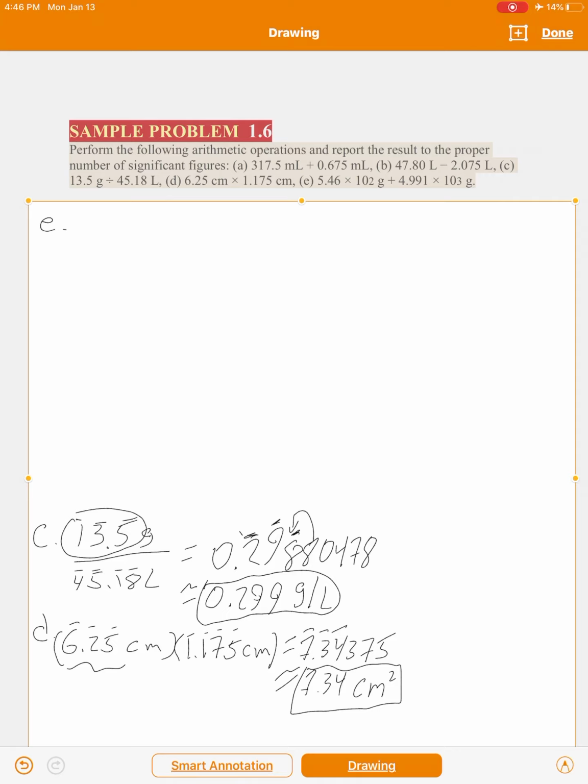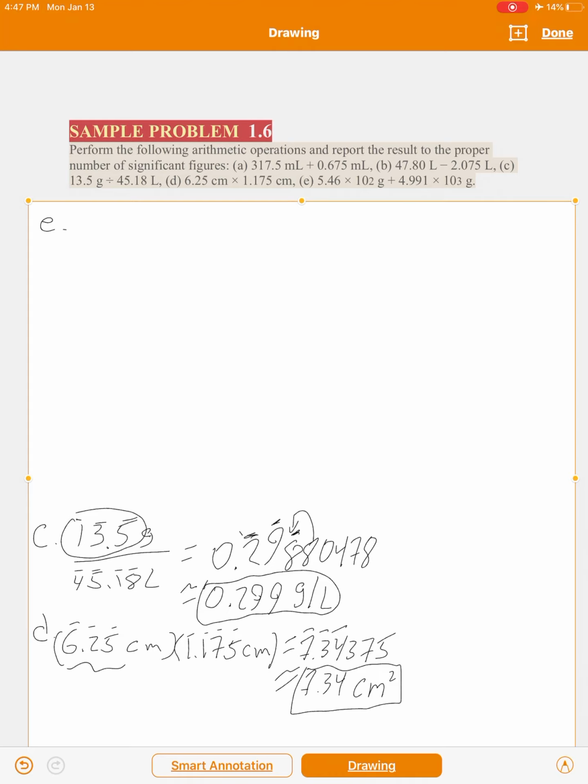So there's E. So we have 5.46 times 10 to the 2 grams, and we're adding to that 4.991 times 10 to the 3 grams. Now there's a little bit of notational problem here when I copied and pasted from the eBook into this document. The 2 and the 3 after the 10s are supposed to be exponents, not subscripts. So it's 10 to the 2 and 10 to the 3. Now here's an issue.